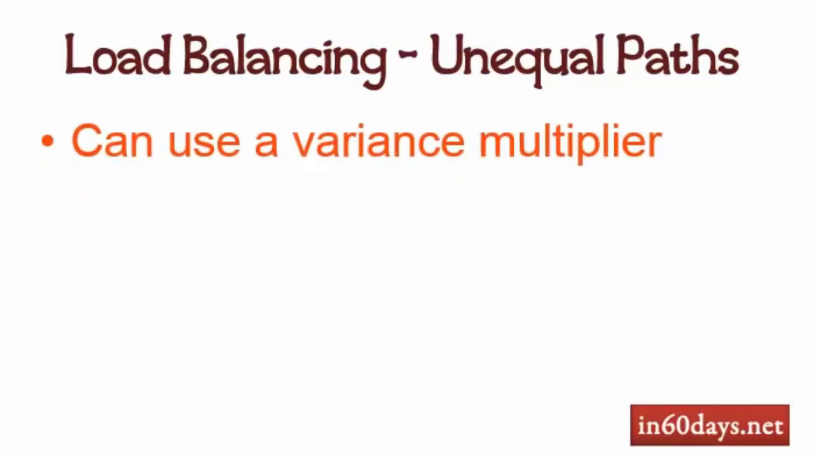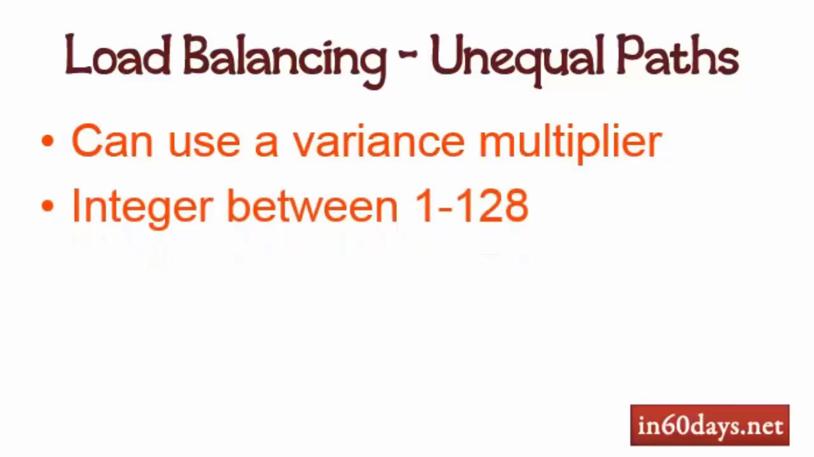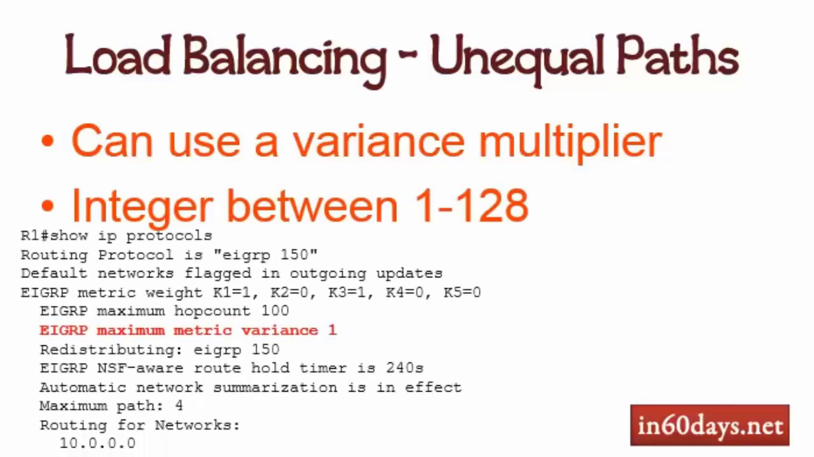Unequal paths, and again this is in the syllabus now, you can use a variance multiplier, which can be a little bit tricky to work out, but the value is an integer between 1 and 128. You can see the default here, EIGRP maximum metric variance as 1 by default, so it's not adding any variance.